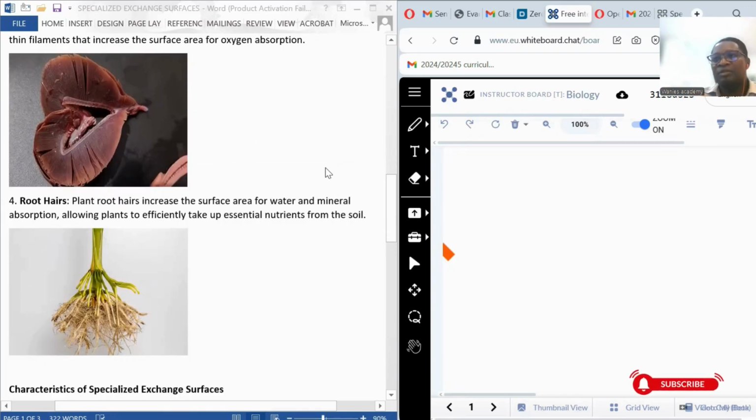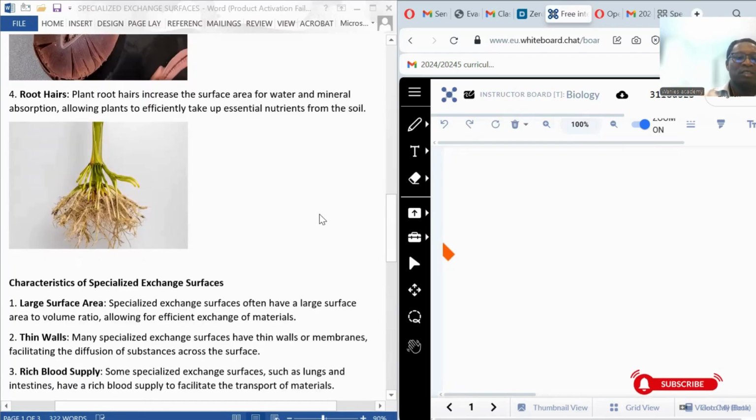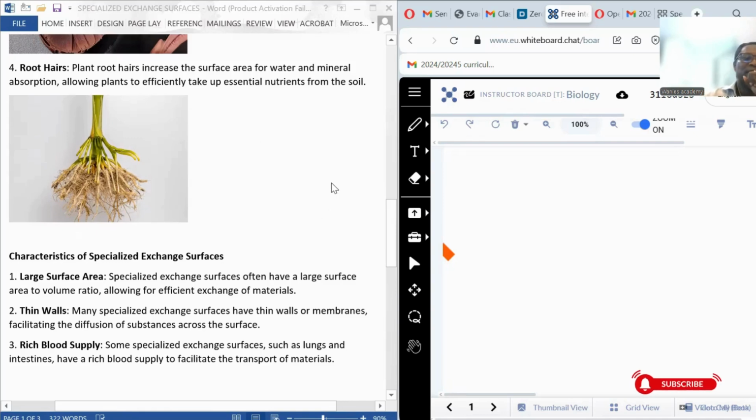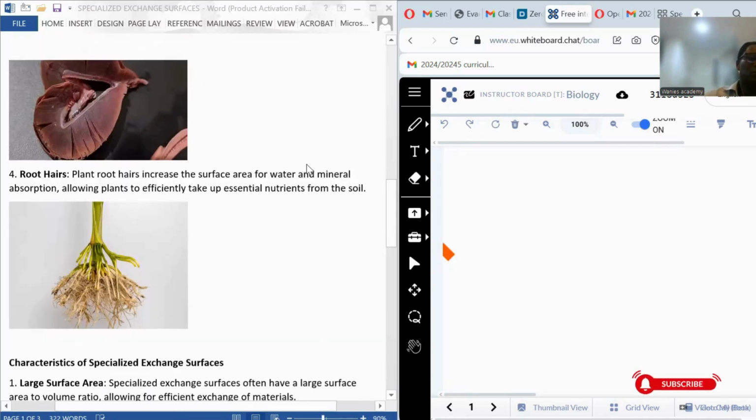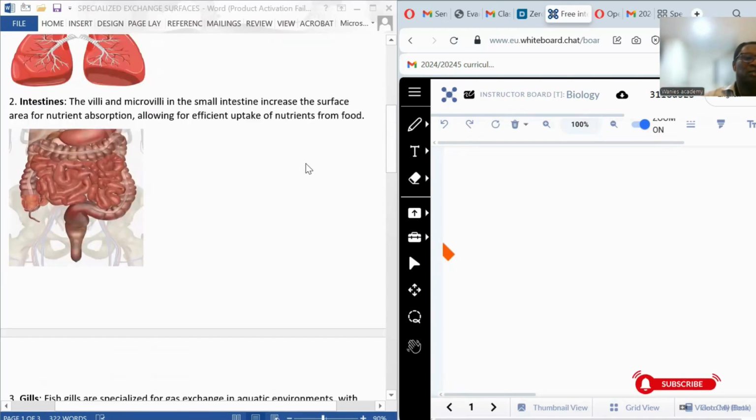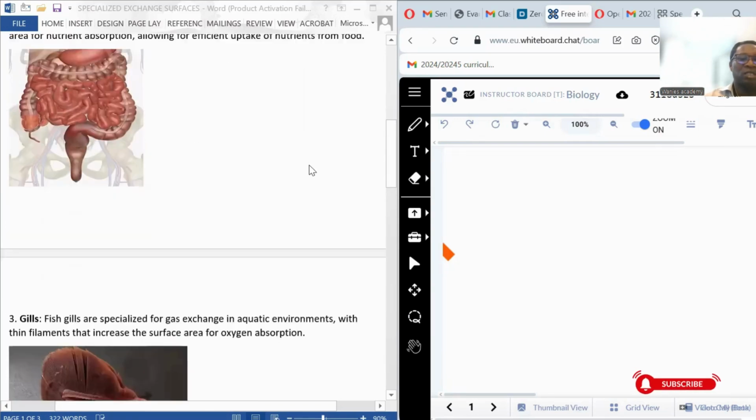Root hair is another specialized exchange surface in plants. Aside from anchoring the plant to the soil, the root of the plant allows for the exchange of water and mineral nutrients from the soil through the roots to the entire plant. The roots contain the root hair, which increases the surface area of the root for the efficient absorption of water and mineral nutrients for good growth and development in the plants. So these are the specialized exchange surfaces in organisms: the root hair, gills, intestines in animals, lungs in animals.